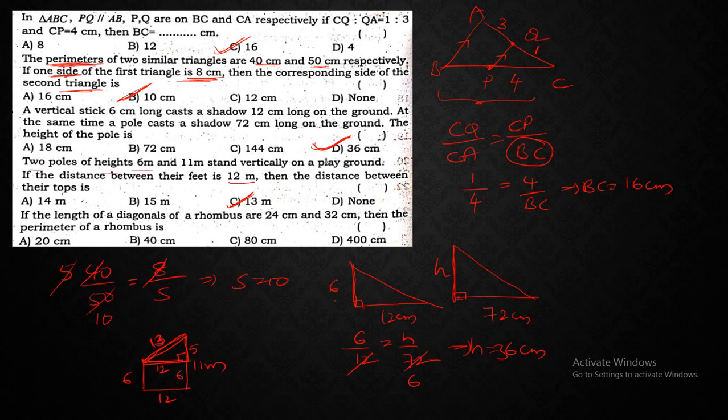If the length of the diagonals of rhombus are 24 and 32, then the perimeter of the rhombus. So it is asking about perimeter of the rhombus. So already we know perimeter of rhombus is nothing but 4 times of its side. Now in this particular thing, the diagonal lengths are 24 and 32. So already we know in rhombus diagonals bisect each other perpendicularly. That means if this is 12, then this is also 12. Next, if this is 16, this is also 16.